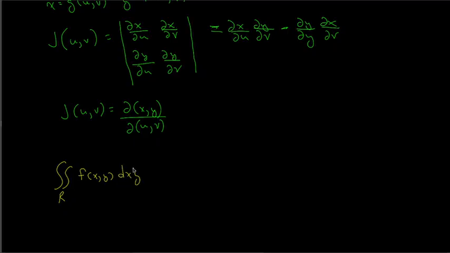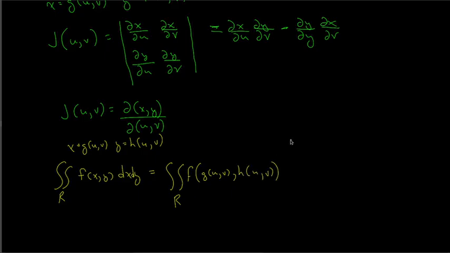So if we have some function in dx dy that is transformed with x equals g of uv and y equals h of uv, then in the new coordinate system, that integral across the region is the function g uv, h uv, times the Jacobian, and then du dv.